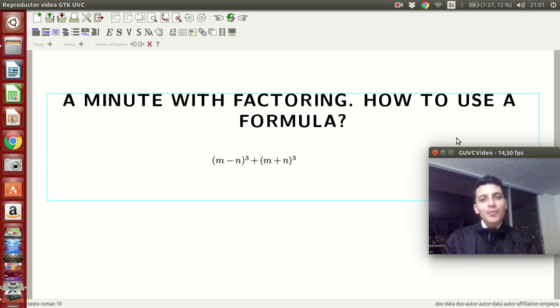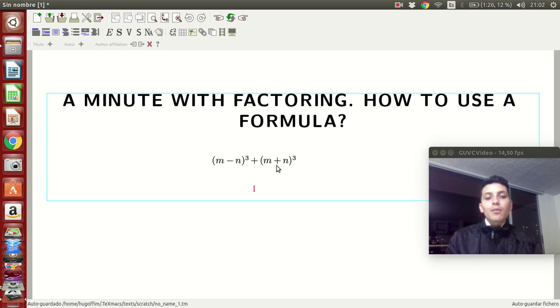I'm going to show you how to use the formula. So first step is to check the factoring of the polynomial and what you can do. Remember that usually when you have a polynomial and you need to factor, the parenthesis means a term. So in this case we have two terms.